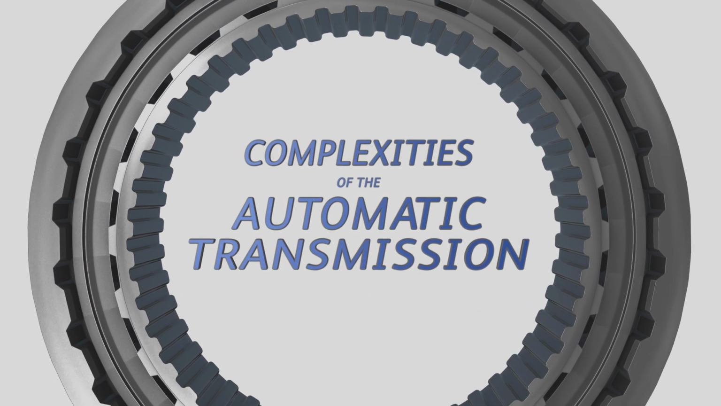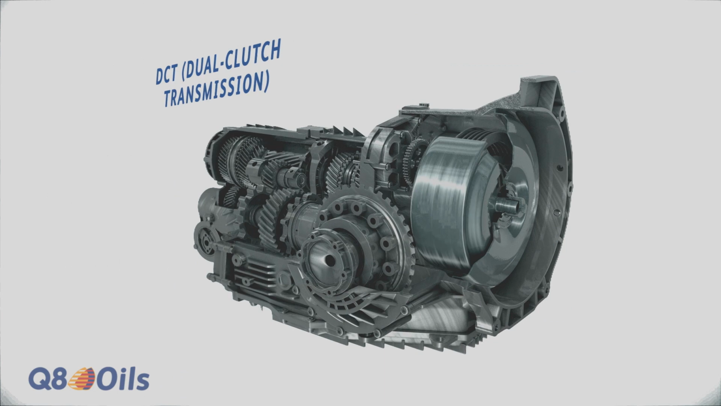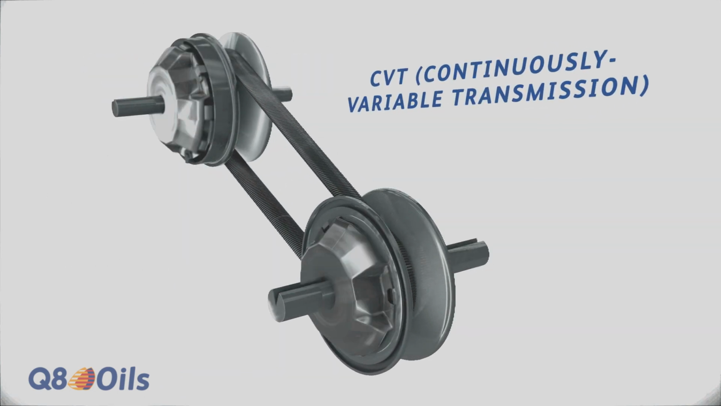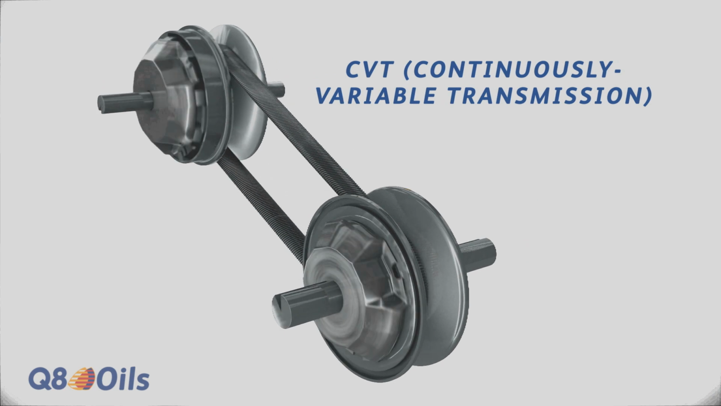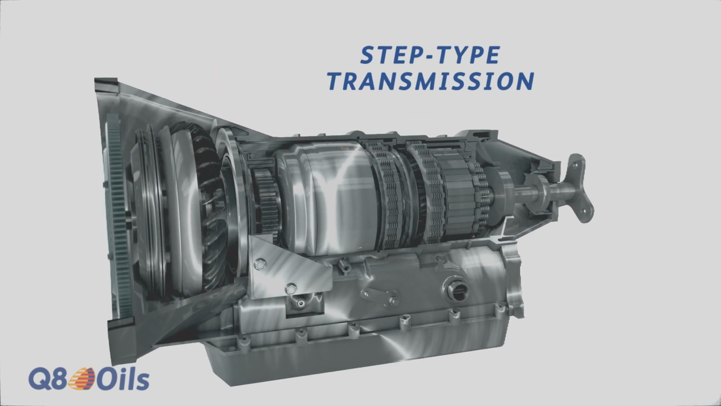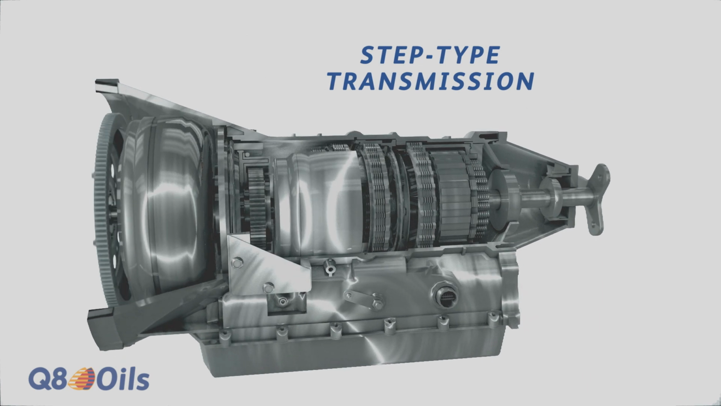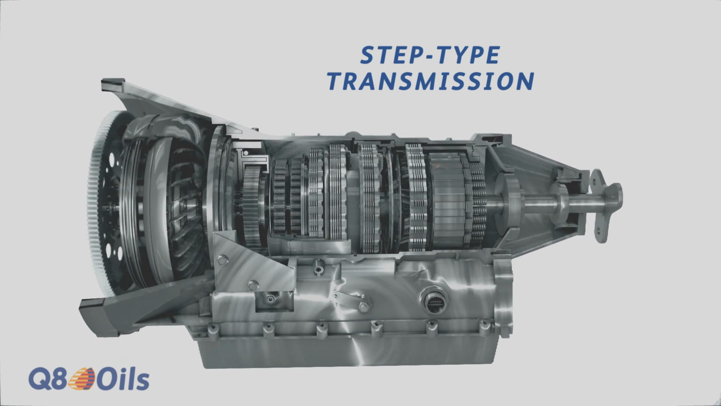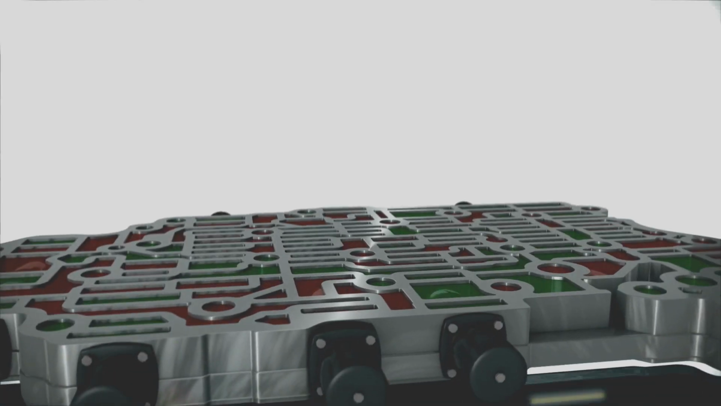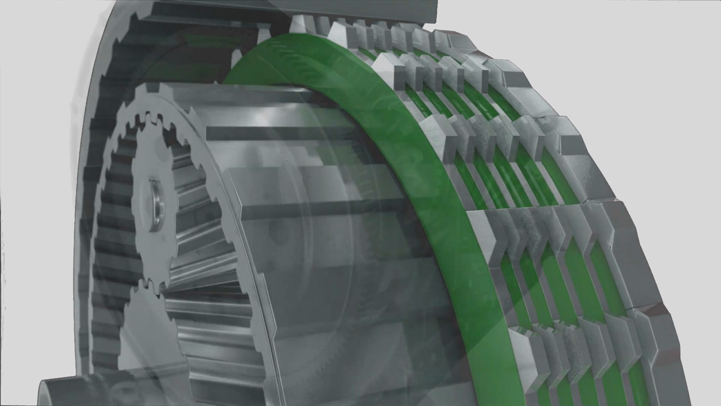There are three basic types of automatic transmissions found throughout the world: the dual clutch transmission, or DCT, the continuously variable transmission, or CVT, and the step-type transmission. This video will explain the basic operations of a step-type transmission and why the right automatic transmission fluid is absolutely critical to its proper functioning and longevity.